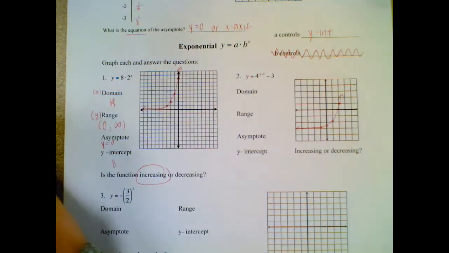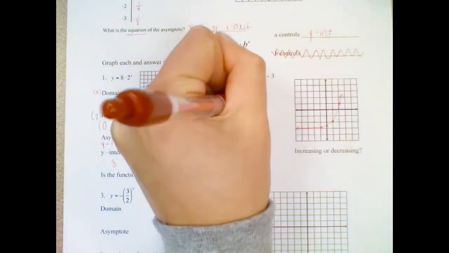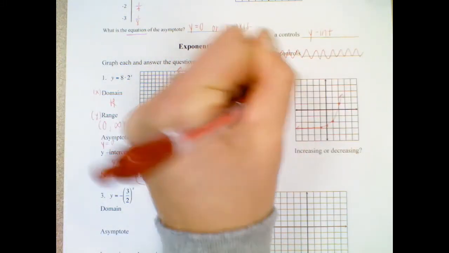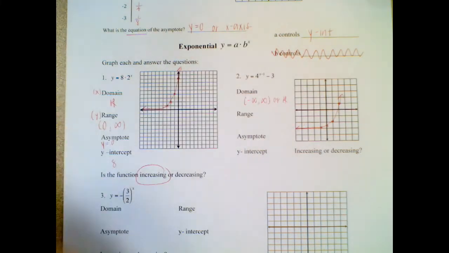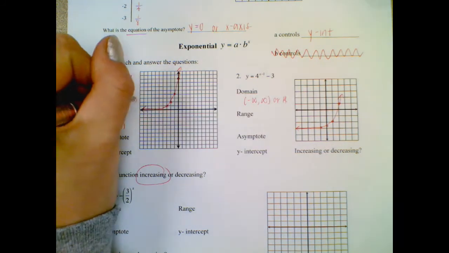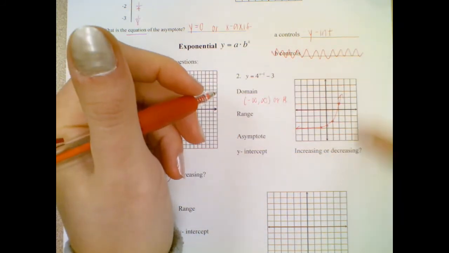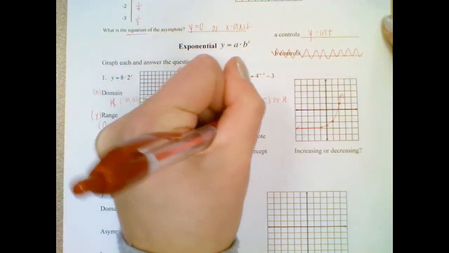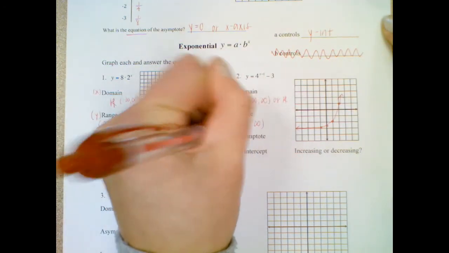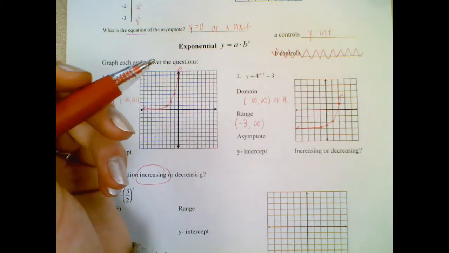So my domain, again, it's all real numbers, goes from negative to positive infinity. You can either write negative to positive infinity, or you could write all real numbers. I'm okay with either way, okay? We can do that over here. My range, it's all the y values that are greater than -3. So it goes from -3 to positive infinity. And we use a parenthesis because at -3, that point does not exist.